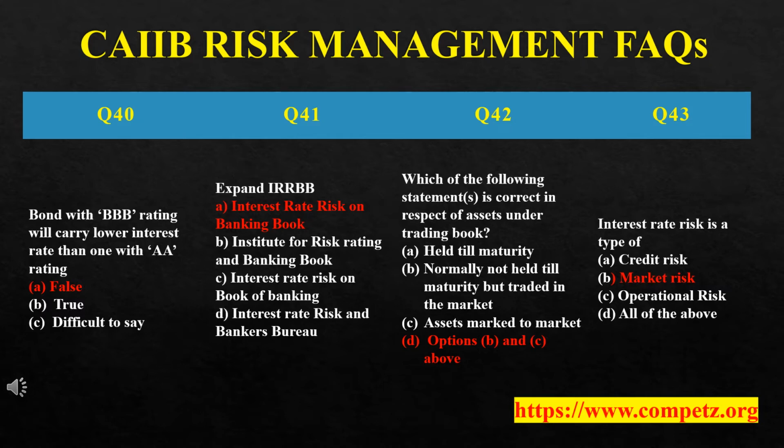Then moving back to the next question, that is expand IRRBB. That is the full form of IRRBB. So what is IRRBB? IRR means interest rate risk. BB means banking book. Keep in mind clearly, IRR is interest rate risk on BB, banking book. Interest rate risk on banking book.